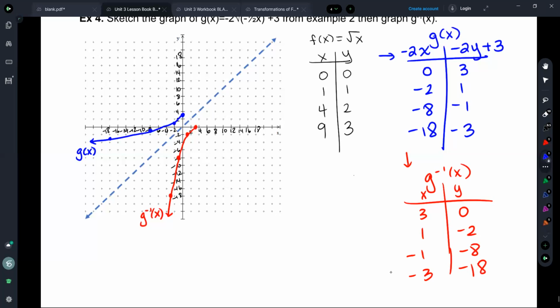Okay, any questions for inverse functions? Sure.